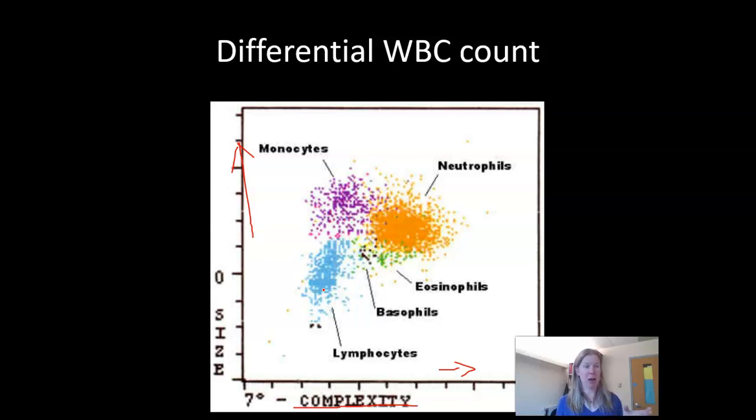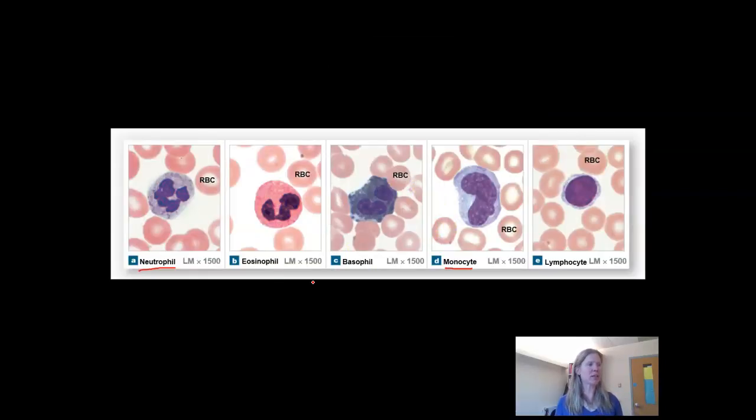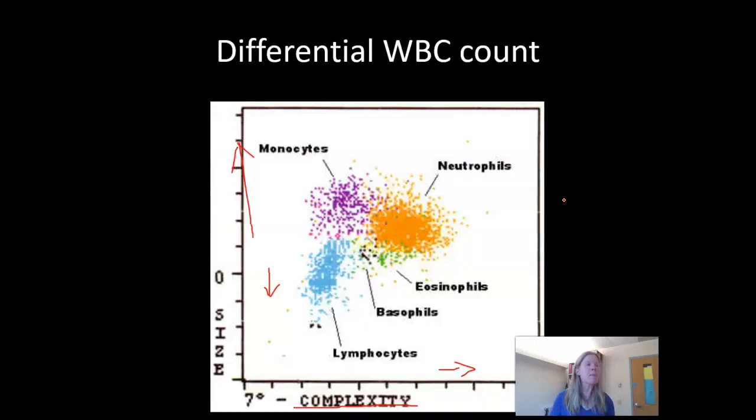Lymphocytes, how would we read this? Well, they're smaller, but they also have a not complex nucleus. Boom, lymphocytes. Look at that. He's tiny, just a little bigger than a red blood cell. And again, just a circular nucleus. So anyway, the computer can make this much faster readout rather than a lab technician having to sit there and count all of these different types of white blood cells.